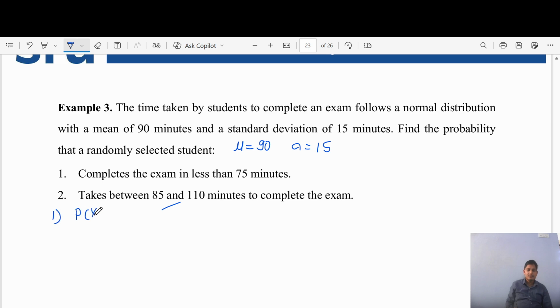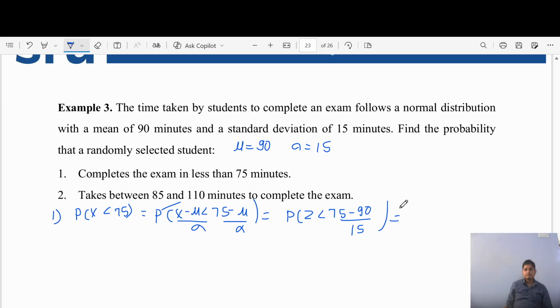They ask for, we solve the first part. Exam less than 75. P(X less than 75). So less than or equal to, no meaning is there, just less than. So P of (X minus mu) we subtract, 75 minus mu divided by sigma. So this becomes P(Z less than (75 minus 90) upon sigma, which is 15.